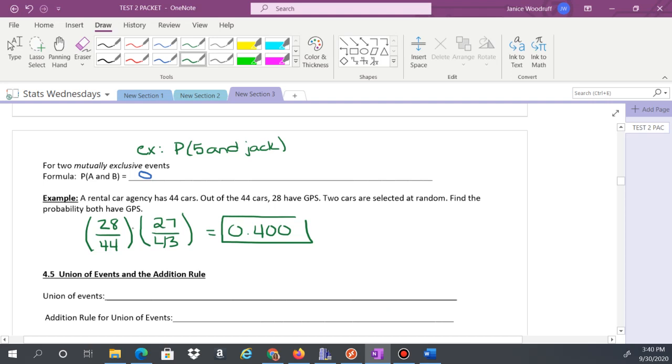So I picked a car, okay, and I drove that one off the lot. So now the next person that gets a car, there's only 43 cars on the lot, and out of those 43 cars, only 27 of them had GPS because one of the cars left. All right, and that is 4.4.